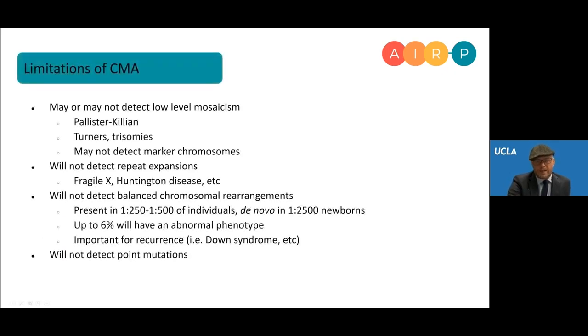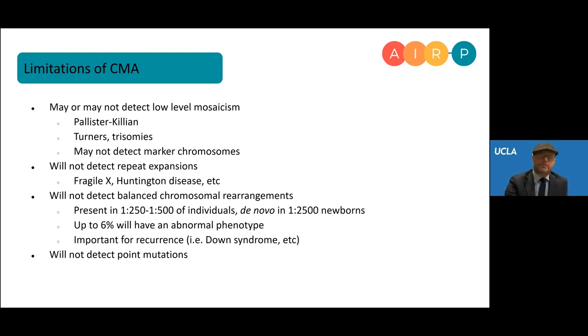Now, there are some limitations to this testing. It may not detect low levels of mosaicism, meaning changes in chromosomes that are a very small amount in the blood system that may not be identified. It doesn't detect changes in genes that are not associated with a net gain or loss, where, for example, the gene gets longer or shorter. It will not detect that. And there are instances of genetic conditions where the gene length is important in causing symptoms.